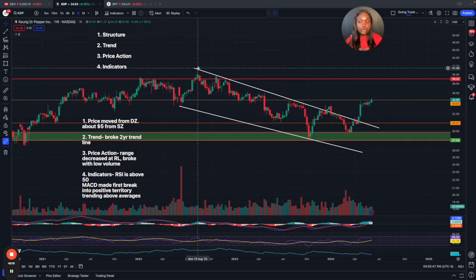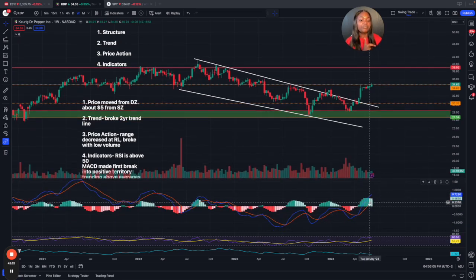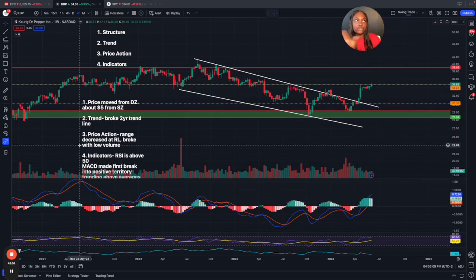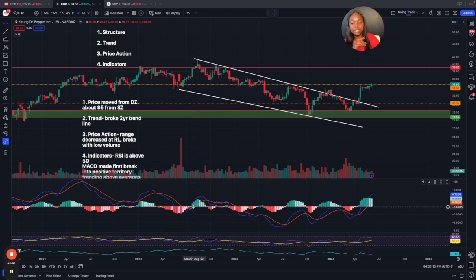Price action is showing me that the range is decreasing at a retracement level, and it broke the trend line with low volume. My indicators are, when I'm looking at these, RSI is above 50, which is absolutely bullish territory. MACD made its first crossover into bullish territory here. And the reason why I'm saying it's the first crossover is because you'll typically see 2 to 3 crosses before it moves from bullish to bearish territory or in reverse.